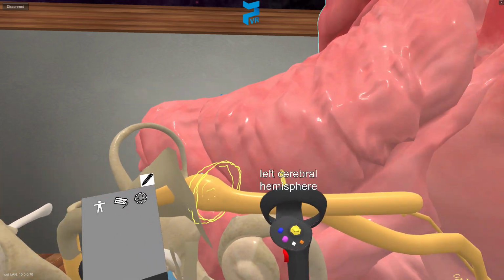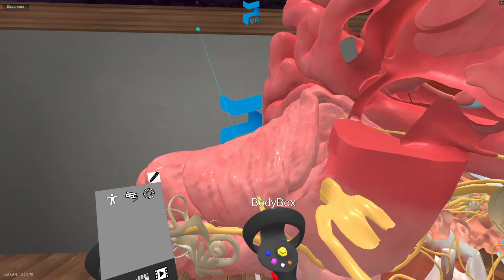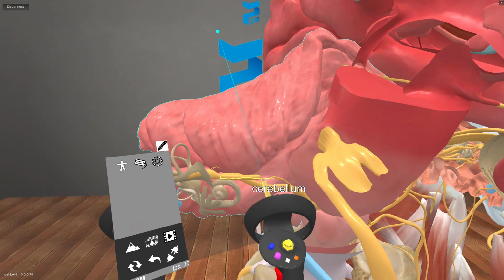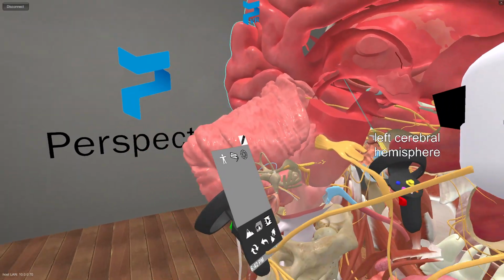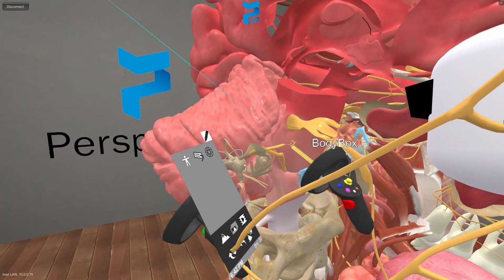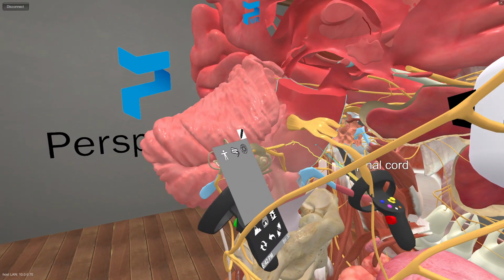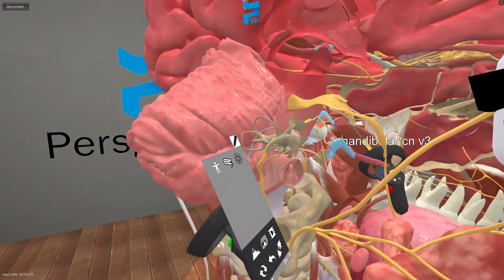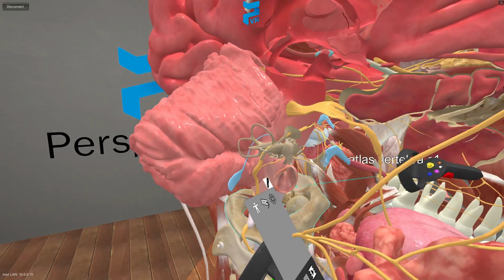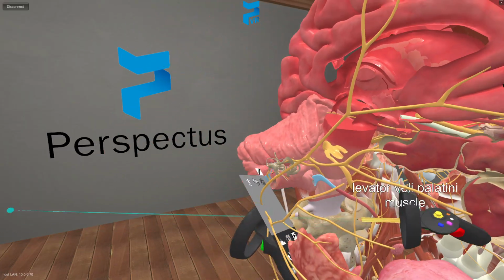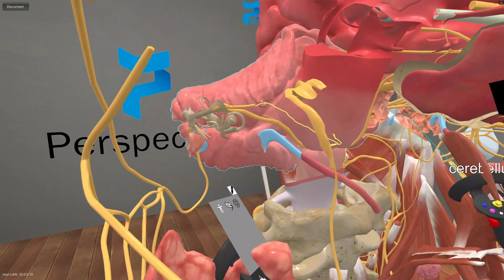Importantly, at this branch, we also can see the greater petrosal nerve arise, which courses anteriorly through the middle cranial fossa, entering the pterygoid canal. This has a functional component of being a visceral efferent carrying parasympathetic fibers that are preganglionic into the pterygopalatine ganglion.